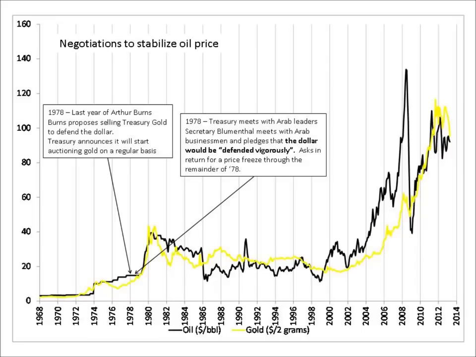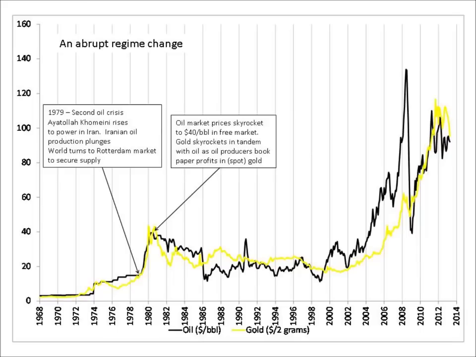Later that year, Treasury Secretary Blumenthal met with a group of Arab leaders with a pledge that the U.S. would defend the dollar vigorously in return for a promise to maintain oil prices at least for the remainder of the year. And how would the dollar be defended? Through the handling of the price and availability of gold, of course. And this foreshadows future events where Treasury Secretaries and Federal Reserve Chairmen have stated that they would defend the dollar vigorously. But negotiations between countries can only be honored so long as there is political will to support those promises, and so long as the leadership of those nations stay in power.